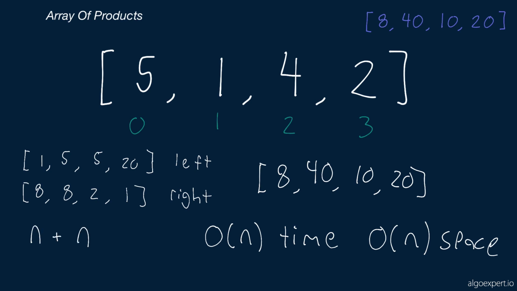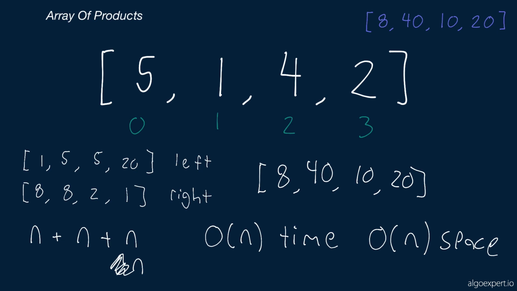That's the amount of time it took us to create the left and right array. Then we need to create this output array. Creating this output array takes us an additional n time. And so we get n plus n plus n. So in total, we have 3n time. And when we talk about big O notation, we don't care about the constants. So we can simply remove this 3. That gives us a time complexity of big O of n.